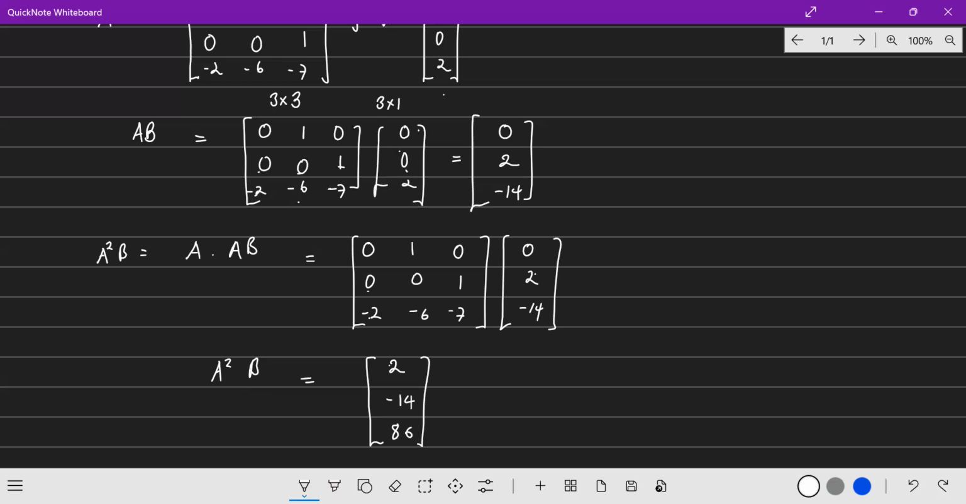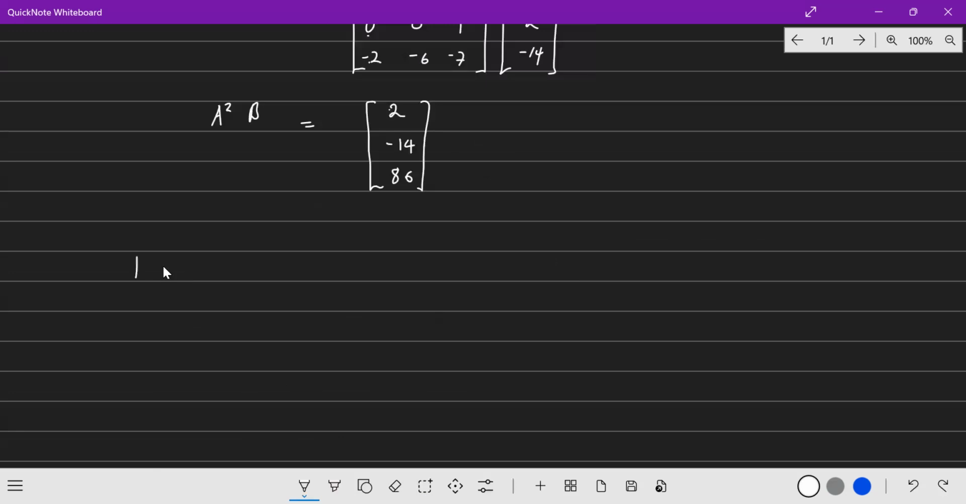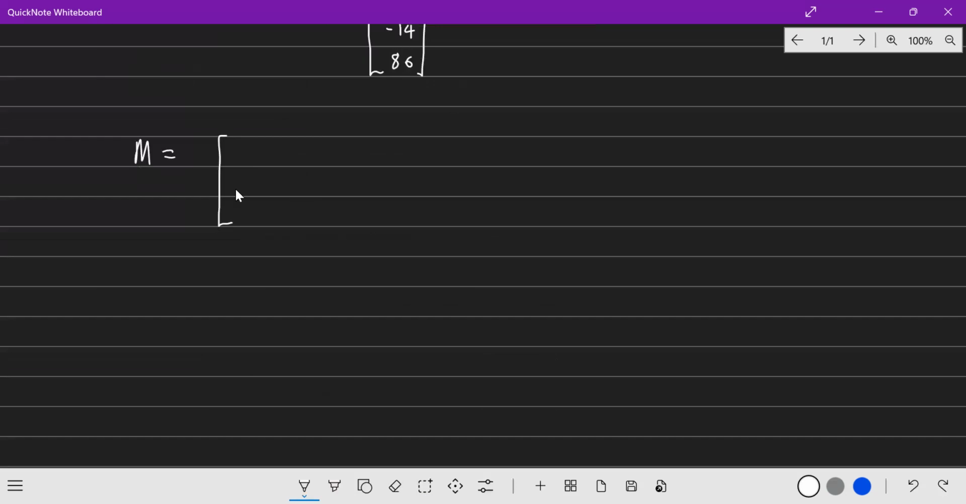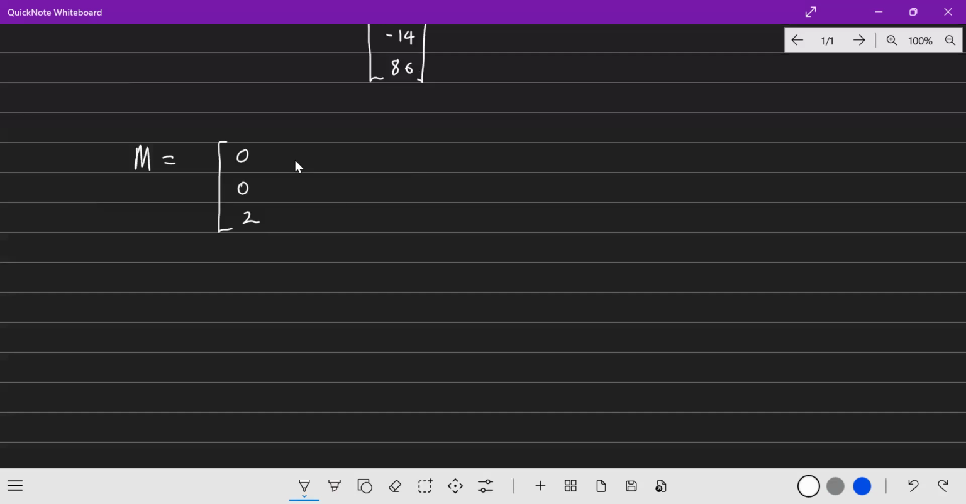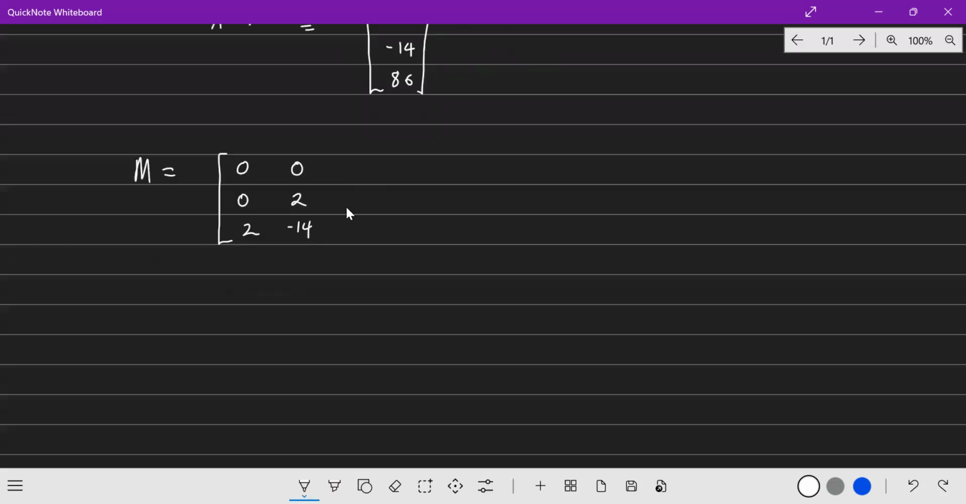Now let us write our matrix. Which matrix are we writing? The M matrix, right? Okay. The M matrix will be B, AB, A squared B. Let's put them together. So our M matrix: B, what is matrix B? It is 0, 0, 2, right? Then matrix AB is 0, 2, -14. And then A squared B, that's 2, -14, 86, right?